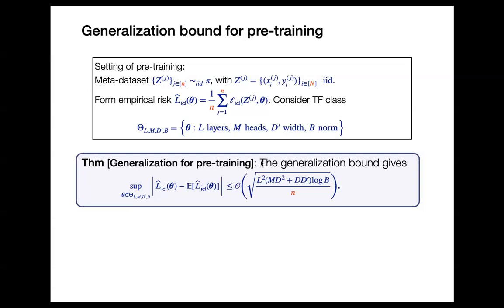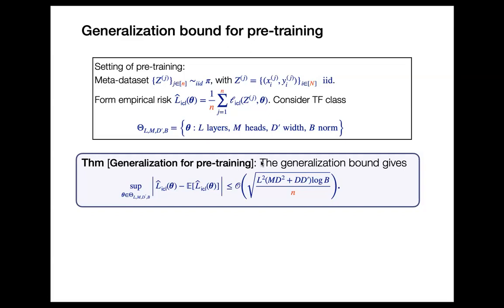And here this is the setting of pre-training. Suppose we have meta-data Z_j for j from 1 to little n that are i.i.d. following some distribution, where each Z_j is a set of (x_i, y_i) pairs that are i.i.d. And we can form an empirical loss that is the average of the ICL loss on these Z_j, and theta is the parameters to be found. We assume that theta is in the transformer class, where the number of layers and the norms are bounded by L, D prime and B. We do empirical risk minimization of this empirical risk on this function class of transformers.